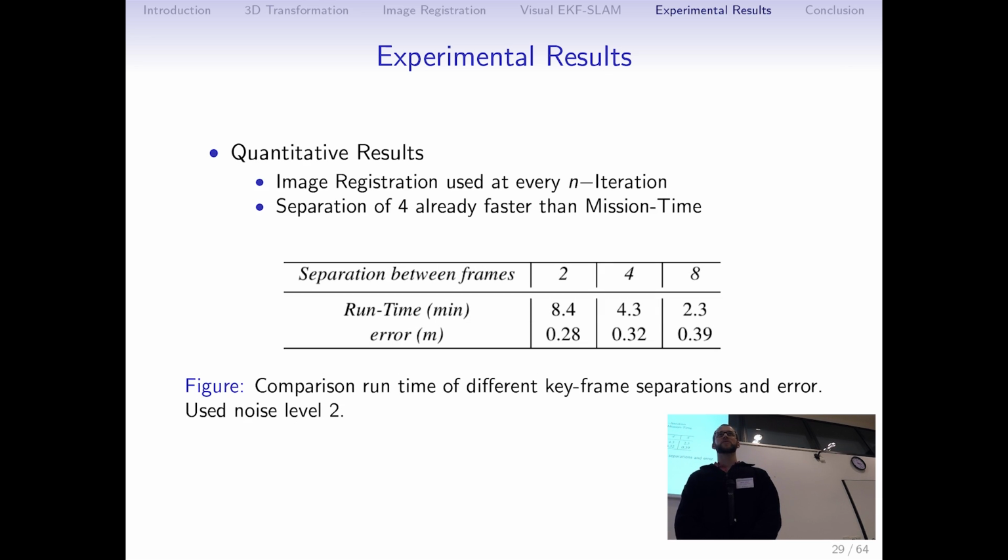As I told you, the system was using the image registration at every iteration. And we had a built-in function that you can set your own iteration number, and we have found out that already with a separation of 4, we have still reliable and good results, and the execution time of the system was already faster than the mission time.